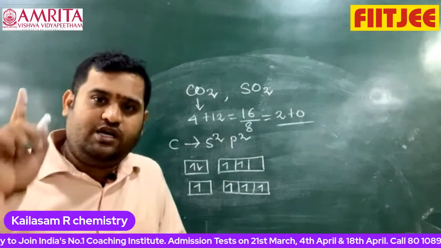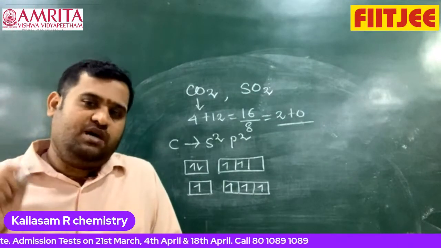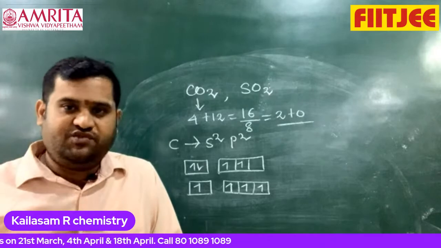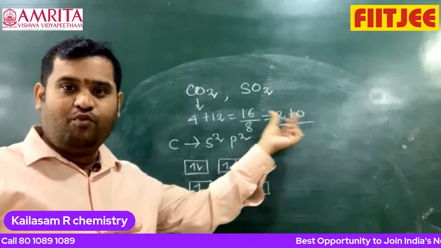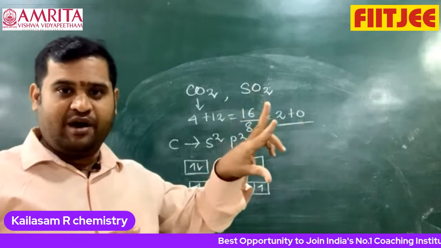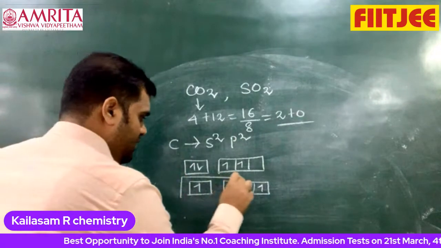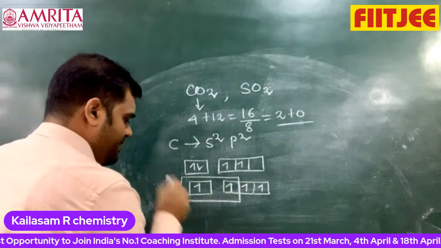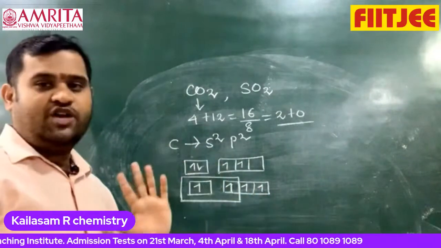Pi bond is not considered for hybridization because overlap is very less. Now, but how to find out how many pi bonds are formed? I told you here that there are only two bond pairs. These two indicate sp hybrid. That means CO2 belongs to sp. These two are only going to form a sigma bond. These two are going to form pi bond.